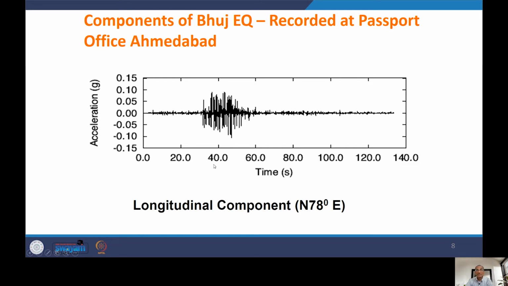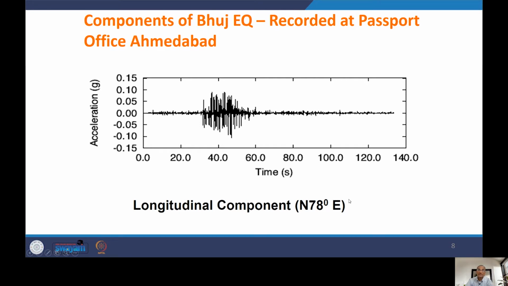What you can see is that initially for a few seconds the acceleration is very small, but then it keeps increasing, and you get the maximum value, which is normally called PGA, that is peak ground acceleration, which in this case is about 0.10 g. This appears to be the maximum value here. This was the northeast component.